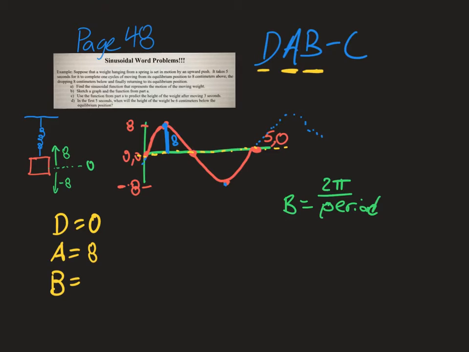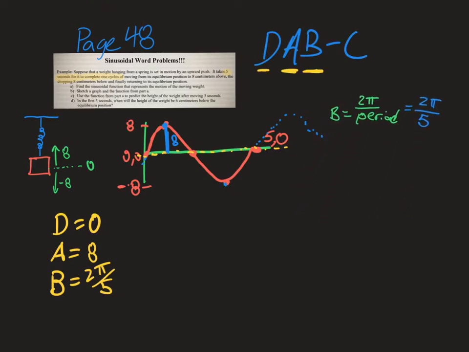So let's think back at this situation. What is my period here? Well, I'm hoping that you got back to the problem and saw, hey, it takes 5 seconds for it to complete one cycle, all right? That is a pretty good hint that that's going to be my period, all right? So let's fill that in. It takes 5 seconds, so that's my period, and I've got 2 pi over the 5 seconds, and that's going to be my B value, 2 pi over 5. Okay, so that was our calculation for B.